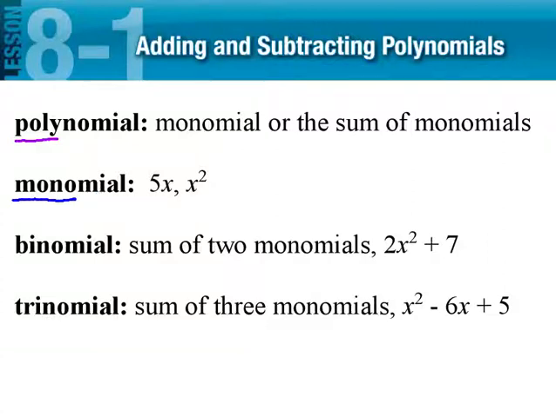Binomial. Prefix bi means 2. So the sum of 2 monomials. So it's 2x squared plus 7. Okay, 3x cubed minus 3. Notice the key word here, sum. So that means we don't call a binomial something that has 2 things multiplied by themselves. So if I have this, that's not a binomial. Has to be the sum.